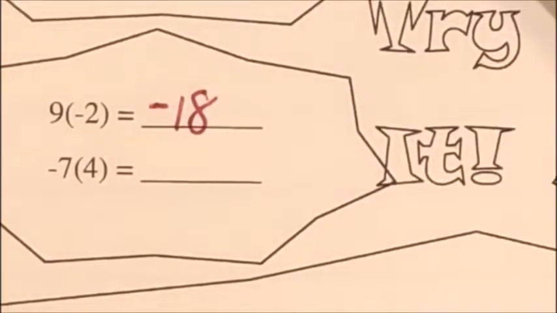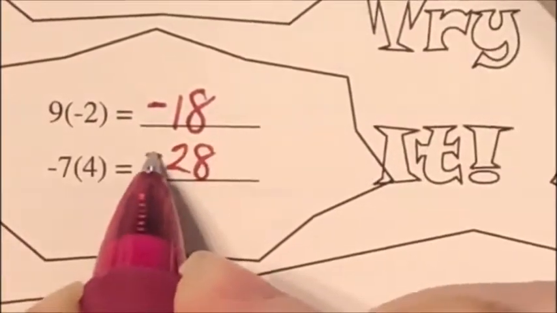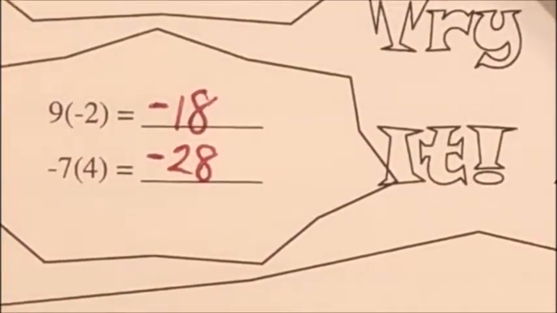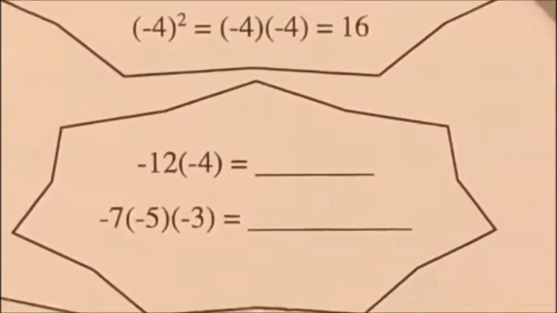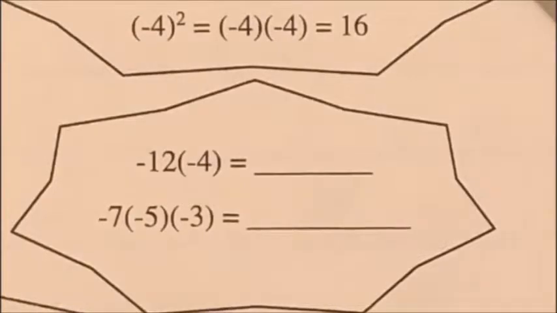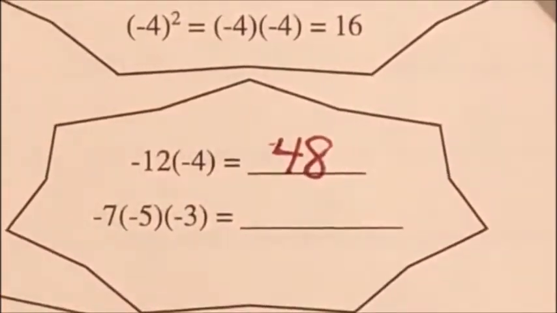Then I have negative 7 times 4. Well, 7 times 4 is 28. They're different signs, so my answer is negative. I also have negative 12 times negative 4. Now these are the same sign, so that means my answer is going to be positive. 12 times 4 gives me 48, so it's a positive 48.